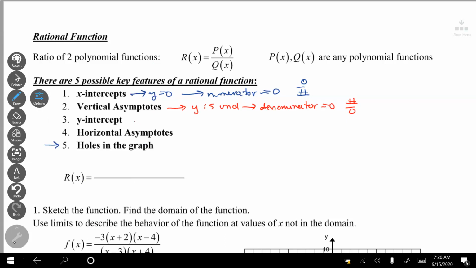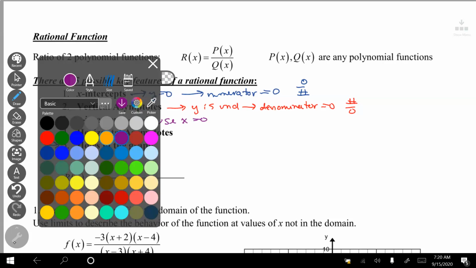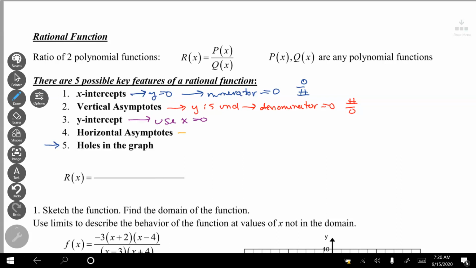A y-intercept never changes, rest of your life. Use x equals 0. And when I want a horizontal asymptote, I just do leading term over leading term. I have 3 possibilities.